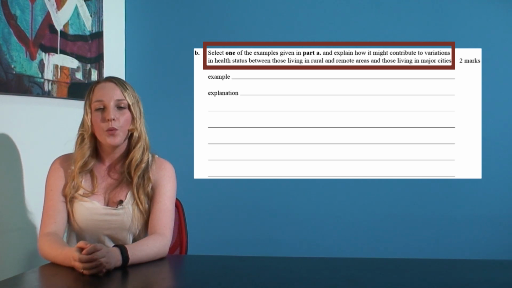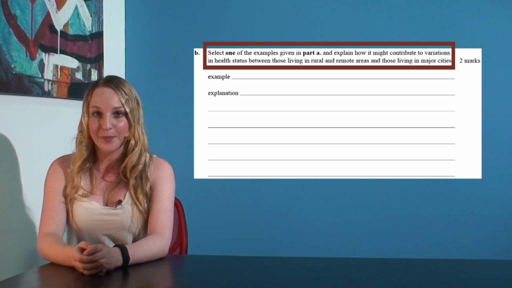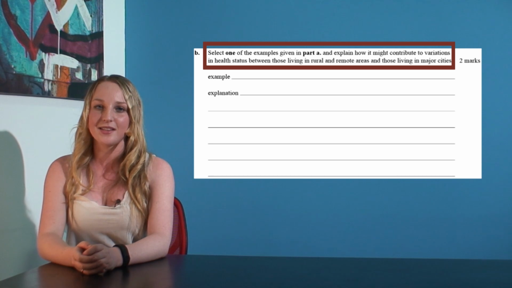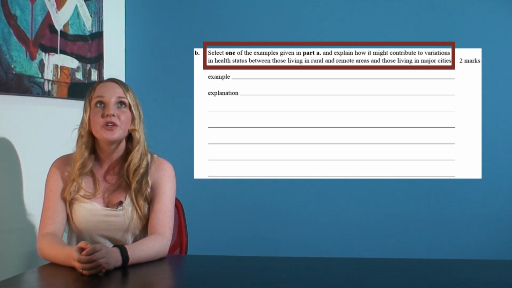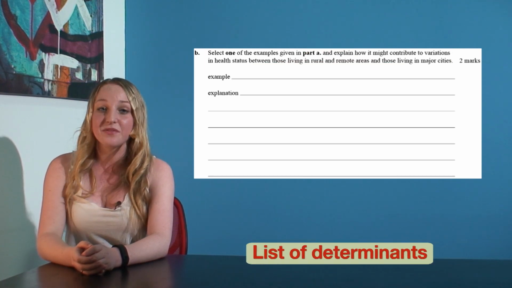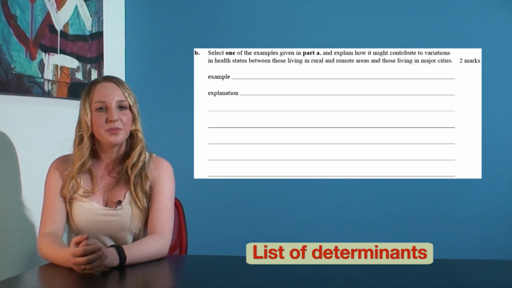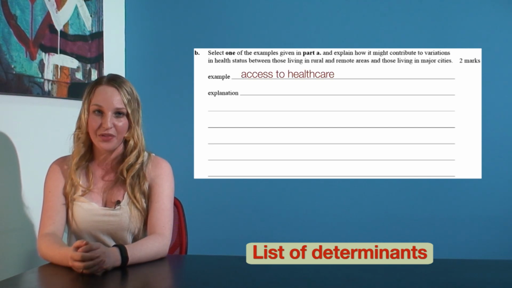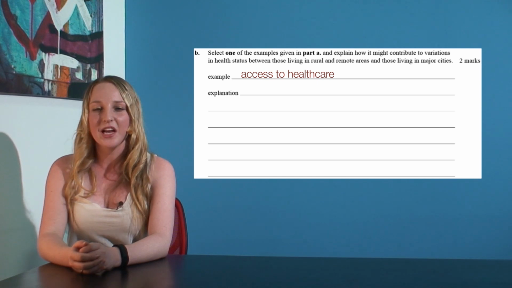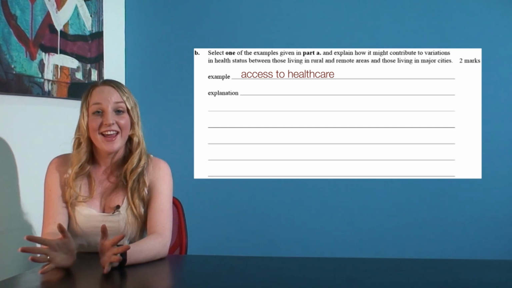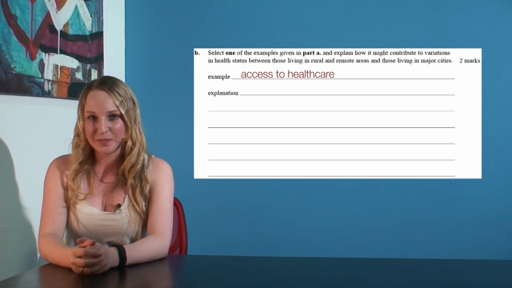In part A, we needed to identify one example of 2 different determinants. We could have chosen from a huge range of things, an extensive list of which is available from the link on your screen. For sake of simplicity, let's use access to healthcare from the social determinant in order to answer the question. Now, let's take a look at an explanation.